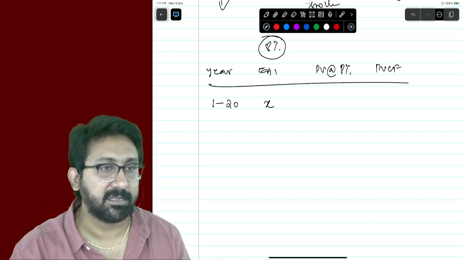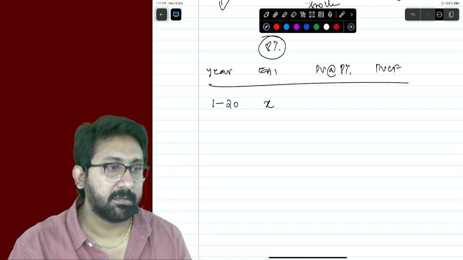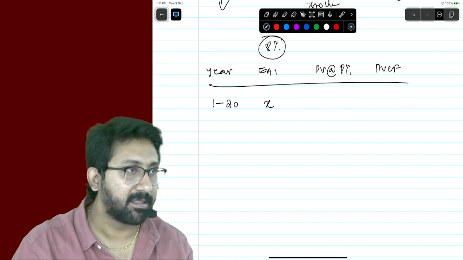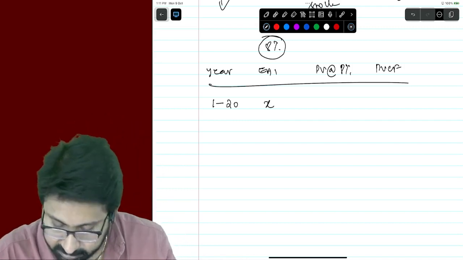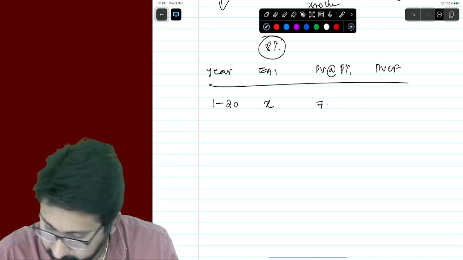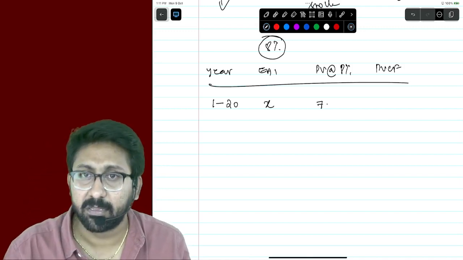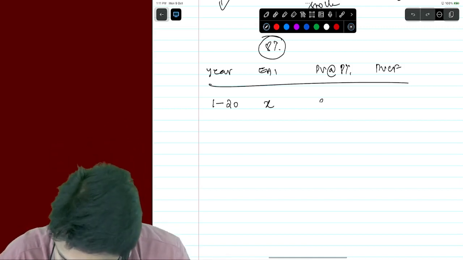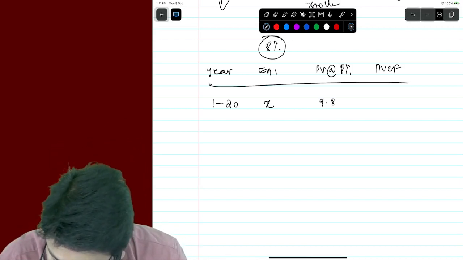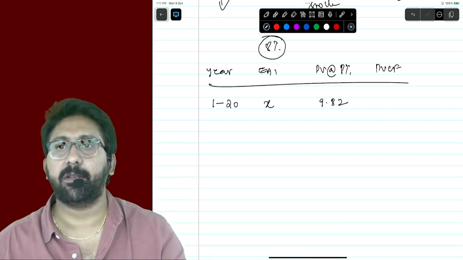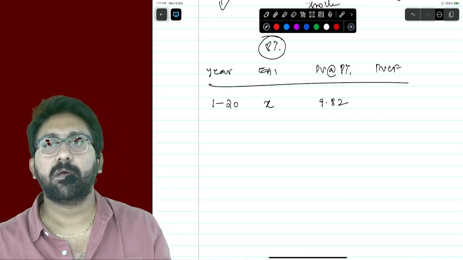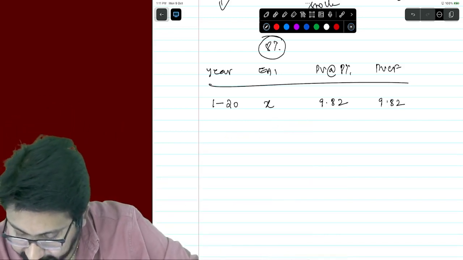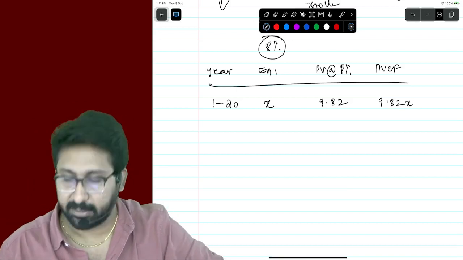Fast, fast. If you are this slow in the exam, the annuity calculation time will also come. Tell me how much? It is 9.818, which means about 9.82. Have you got the annuity value of 9.82? Yes, sir. 9.82x.